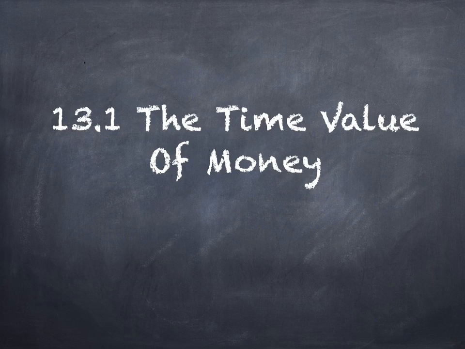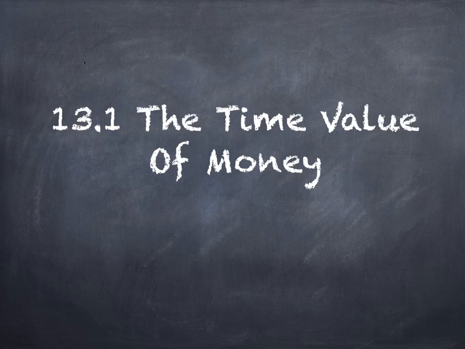All right, so we're going to start chapter 13 with the time value of money. And the first thing that we're going to take a look at is interest. And there's two different types of interest we're going to look at in this section. The first one's called simple interest. It is the easiest one to find. I don't think that's why it's called simple, but it is easy to find. And then the other kind of interest is called compound interest.